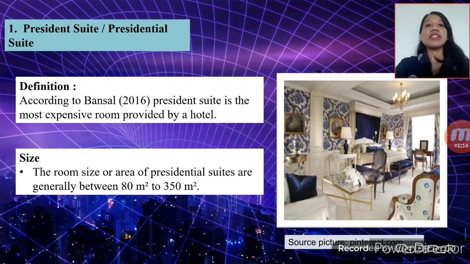First is presidential suite. According to Bansal 2016, the presidential suite is the most expensive room provided by a hotel, and the room size or area of presidential suites is generally between 80 square meters to 350 square meters.